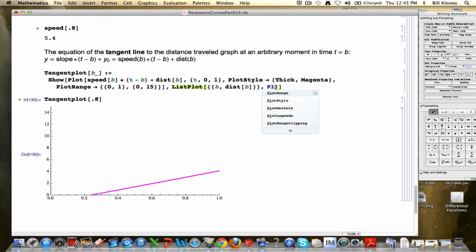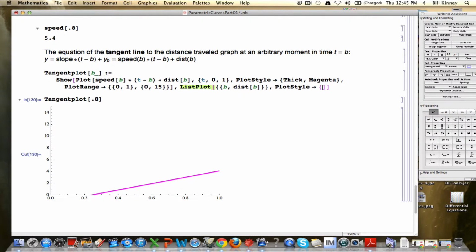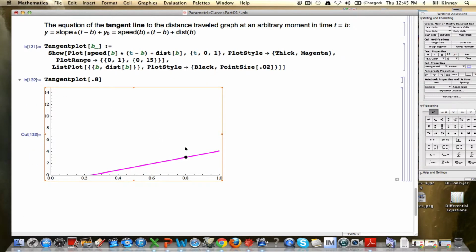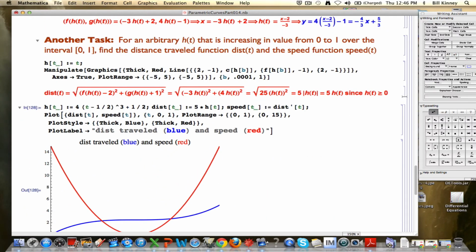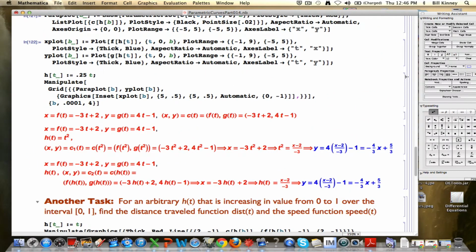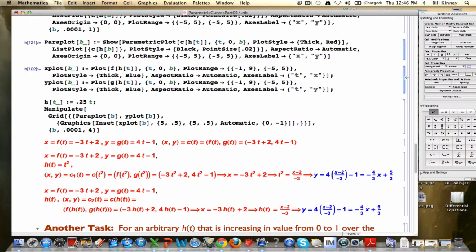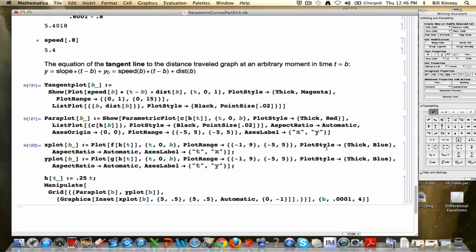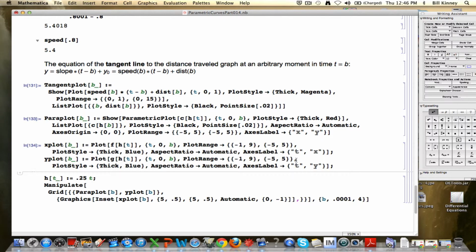I'll add the option plot style black, comma, point size, 0.02 say. That's going to add a dot in the graph here. Yep, there it is. You see the dot there? The black dot. Alright, now we want to use this with an animation. I'm going to go back up here and copy and paste this code, which I used a few videos ago, down here. These are similar kinds of codes. I think I've already entered them, but just to make sure I'll enter them again.